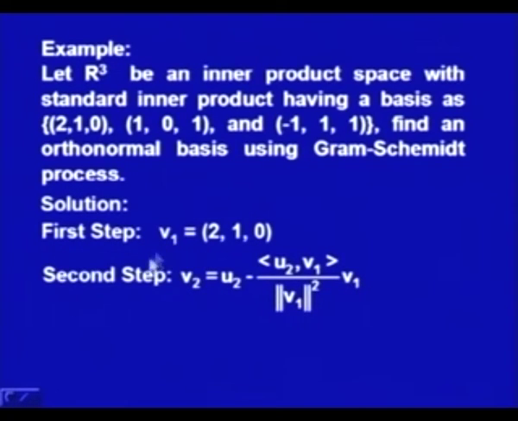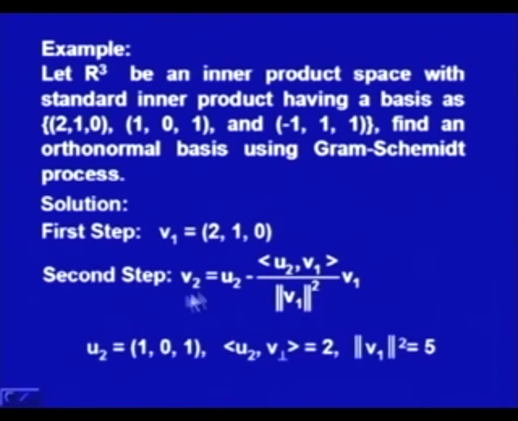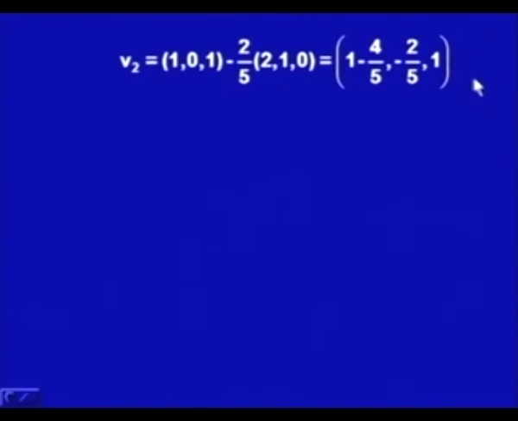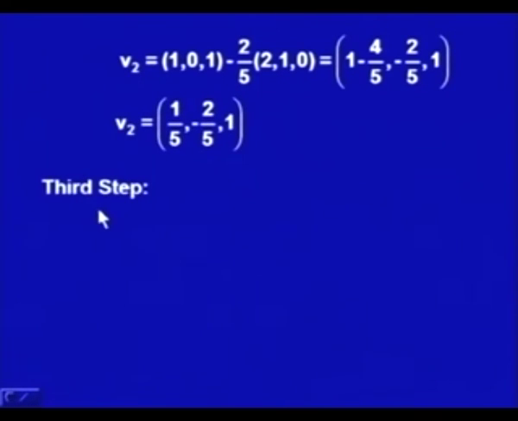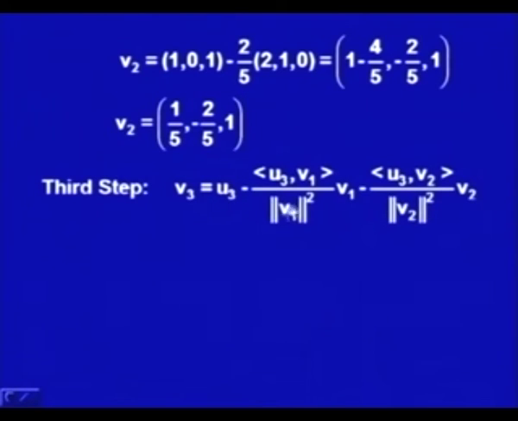So, we consider u2 as this vector (1, 0, 1). We can substitute the values. u2 is (1, 0, 1), the inner product of u2 and v1 is 2 and v1 square comes out to be 5. We substitute the values here and what we get is v2, and v2 is obtained as this (1, 0, 1) minus 2 by 5 times (2, 1, 0). So, that is how we get v2, and the third step is this formula we have already obtained.